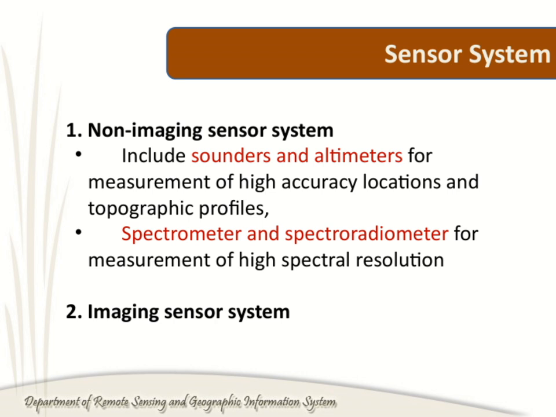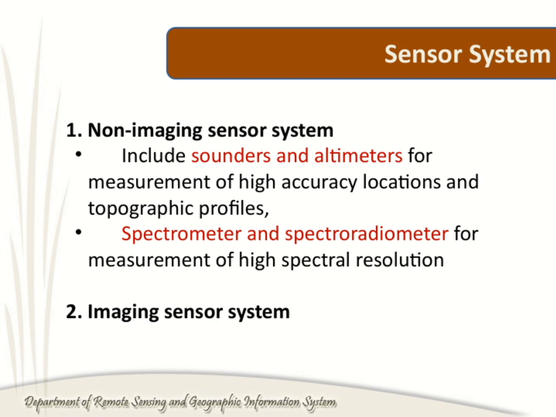Moving on to the imaging sensor system, this is where things get visually detailed. These sensors capture images that provide spatial information about the area being observed. The key point here is that imaging sensors complement the non-imaging systems by offering a visual perspective, enabling us to interpret land cover, vegetation, urban development, and more.